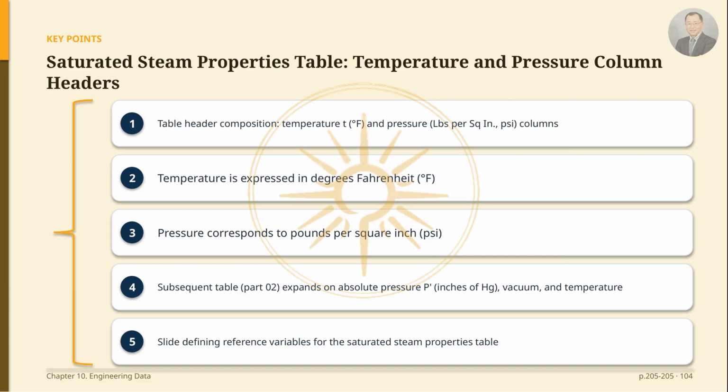I'd like to introduce the column headers of a table summarizing the properties of saturated steam. This table uses the temperature value, T, expressed in Fahrenheit, and the pressure in pounds per square inch as the basic variables. In other words, the temperature is on the left, paired with the steam pressure at that same state. In the subsequent tables, the absolute pressure, P', expressed in inches of mercury, the vacuum, and the corresponding temperature are presented, so you can consider this slide as the definition of the reference variables used to read that data.